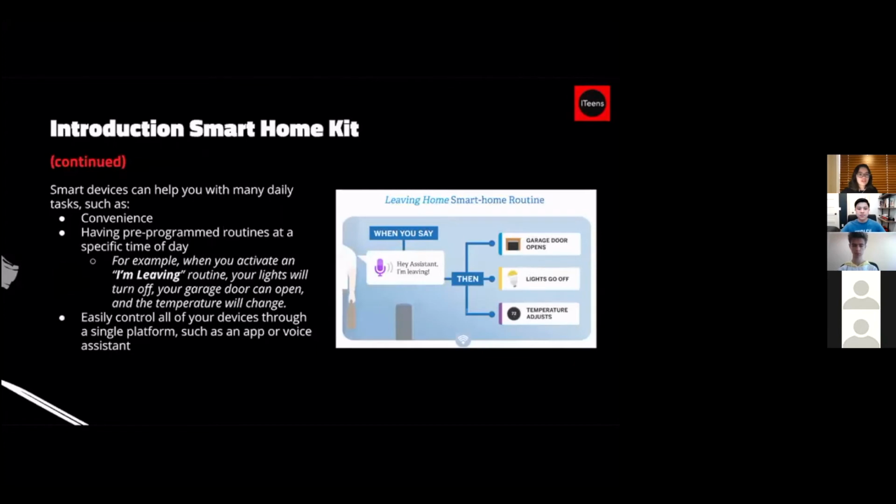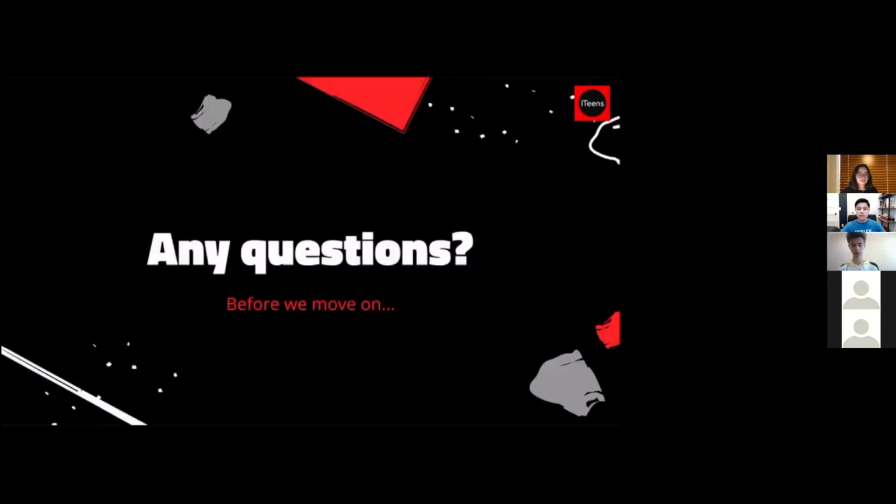Smart devices can help you with many daily tasks, such as convenience, having pre-programmed routines at specific times of the day. For example, when you activate an I'm leaving routine, your lights can turn off, your garage door can open, and the temperature will change in your house. And easily control your devices through a single platform, such as an app or voice assistant. Before we move on, any questions?